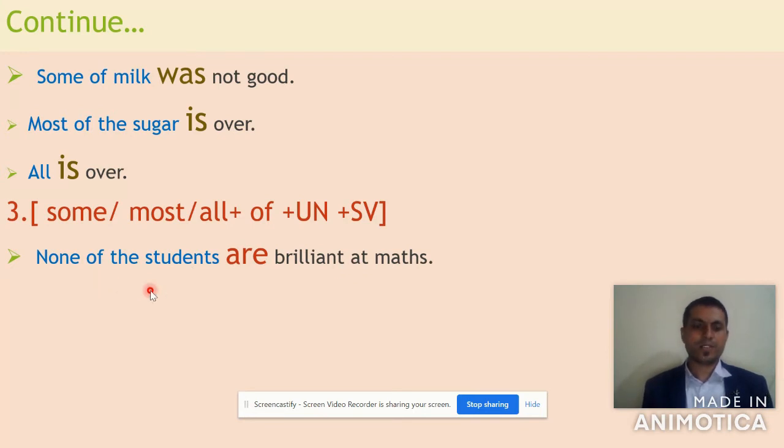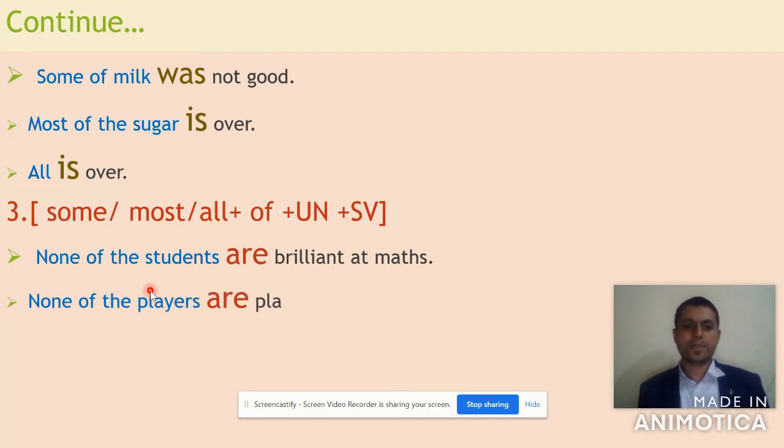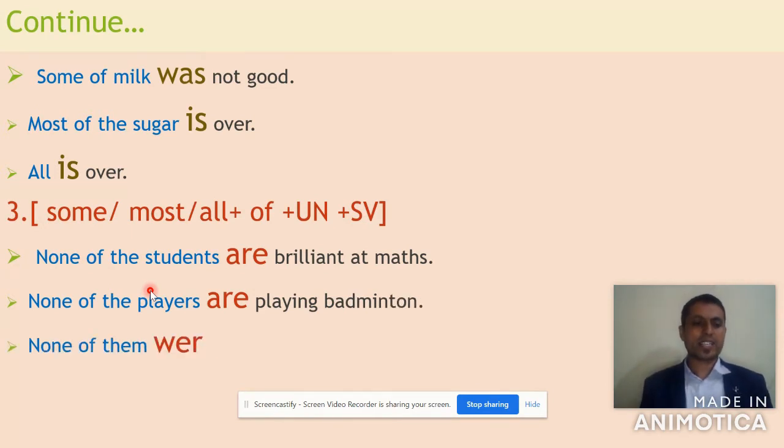Now let's have a look. And none of the players are playing badminton. And look at here, none of them were awarded. From these example sentences, you have to understand the context very first. None of the students are, none of the players are, none of them were. Right. So none of plus, look at here, none of plus plural subject. None of plus here also a plural subject. None of plus plural subject, the plural pronoun.